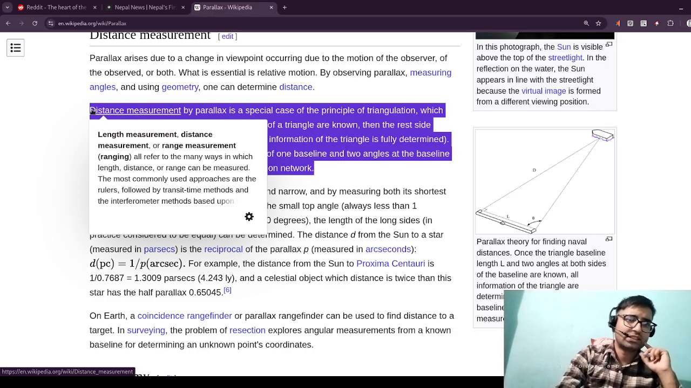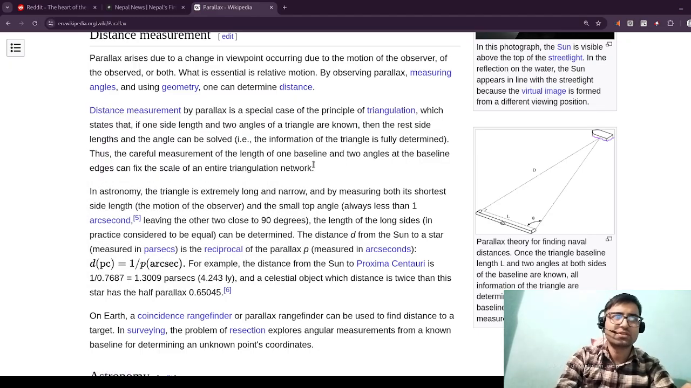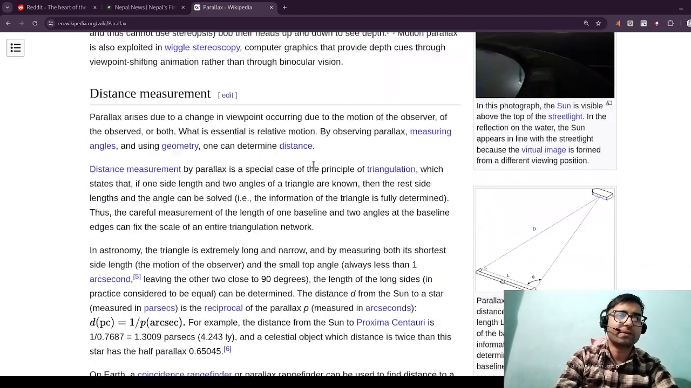I think distance measurement is done in trigonometry, using trigonometry. I think it can be used. I don't know for sure. Okay.